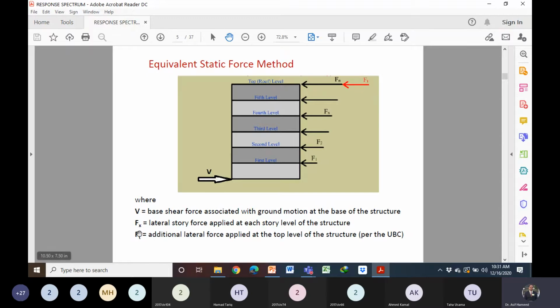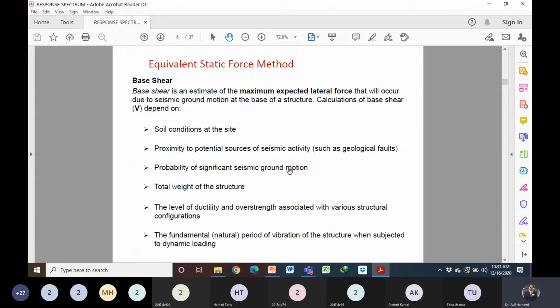So V is the base shear, Fx is the lateral force to be applied at the different levels. We can calculate these forces by using the formulas given in the code. And Ft is the additional force, if the elevation is more than a certain value and or the time period is more than a certain value. So it is an additional force which is to be applied at the top level. And the sum of all the forces should be equal to the base shear. Okay, this is very important.